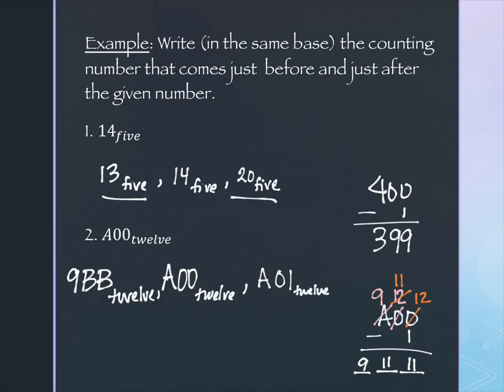So whatever base you're in, so if you were in base 13, you'd be borrowing 13. If you were in base 5, what are you going to be borrowing? 5. If you're in base 7, you're going to be borrowing 7. Okay, so this is what you're borrowing within that base.